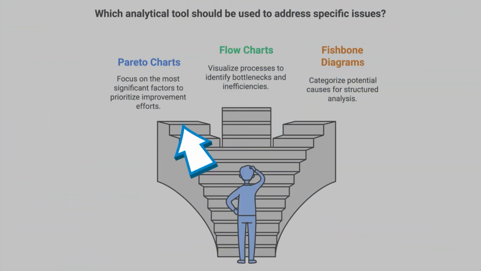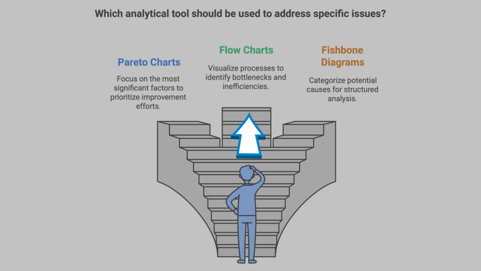First of all, Pareto charts. Based on the Pareto principle, these charts help identify the most significant factors contributing to a problem. By focusing on the vital few causes that account for the majority of issues, organizations can prioritize their improvement efforts effectively. Next is flowcharts. These diagrams map out processes step by step, providing a visual representation that helps in understanding and analyzing workflows.